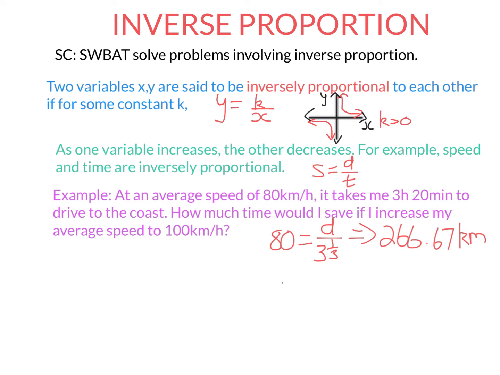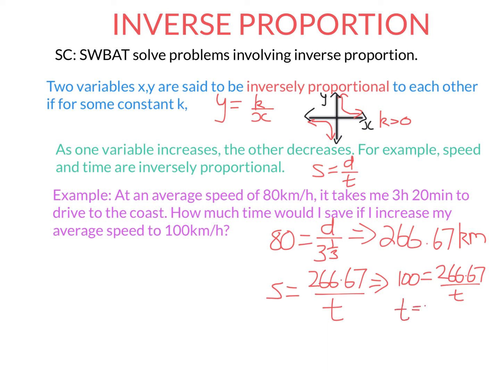So that means our equation for this trip is speed equals 266.67 divided by time. So if the average speed is 100, I just change S to 100. So to solve this equation quickly, I can move the 266.67 and the fraction line over there. T will be 266.6 recurring divided by 100. So it's going to be 2 2/3.